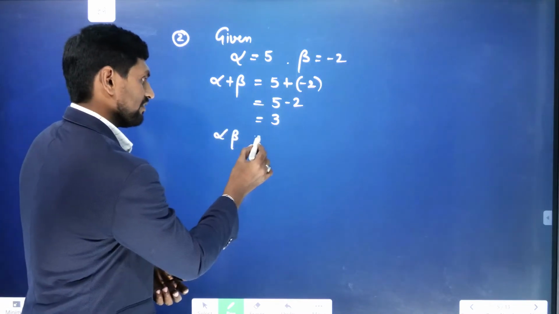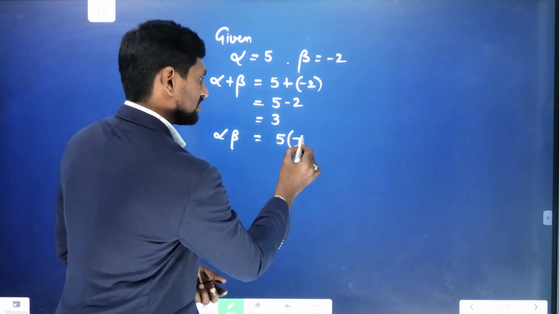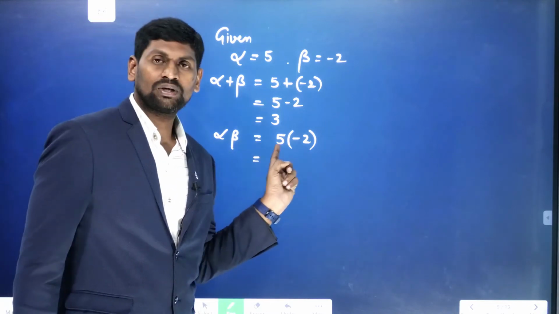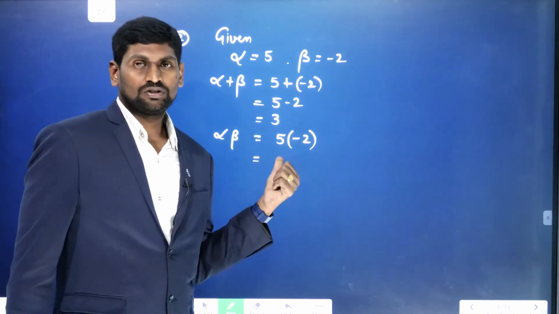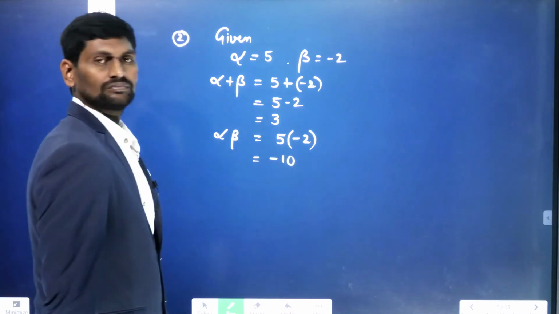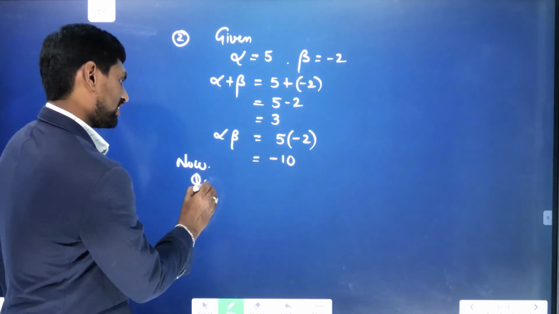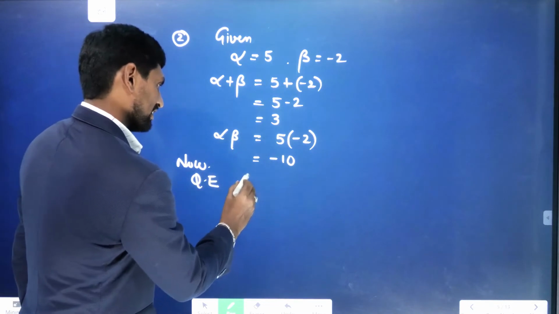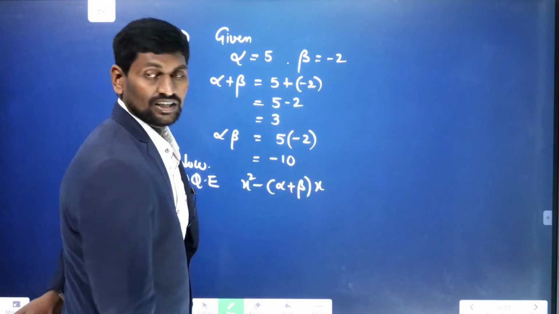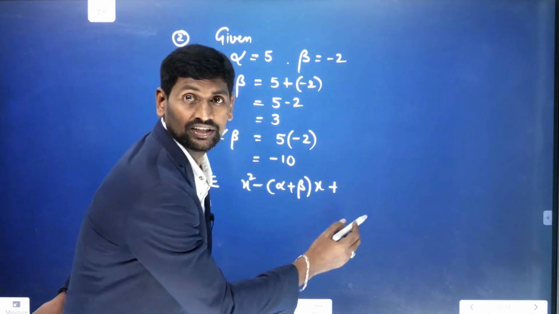Now alpha into beta value. Alpha value is 5 into beta value is minus 2. So 5 is positive number, 2 is negative number. So plus into minus becomes minus, 5 2s are 10. Now QE. What is the quadratic equation? x square minus alpha plus beta into x plus alpha beta. Okay na?